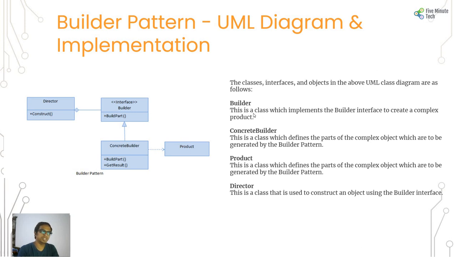Builder: this is a class which implements the builder interface to create a complex product, which is this one. Concrete builder: this is a class which defines the parts of the complex object which are to be generated by the builder pattern. Product: this is the final product. And the director is the one who gives the instruction. This is a class that is used to construct an object using the builder interface, which is this one.